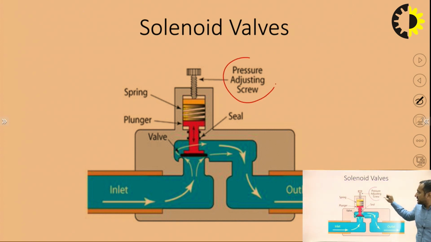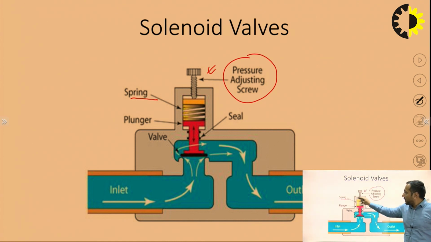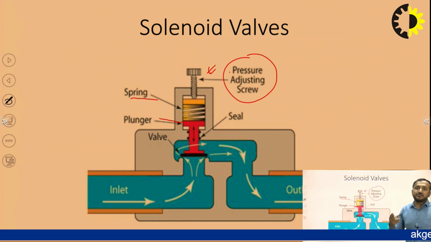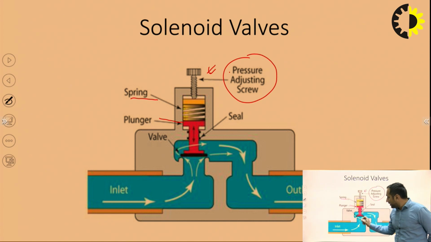So here is an example of a solenoid valve. It has a pressure adjusting screw. Here there is a spring, and through this pressure adjusting screw a spring is attached. All right. Now here is a plunger. Plunger, you can understand it moves in a to and fro motion. A plunger is used in an injection. It is like a piston device. All right. And here is the valve, and here is the inlet. Water flows like this. Now if the valve is closed, no water will flow.